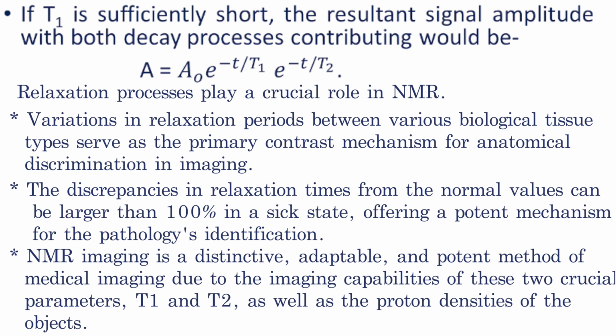The discrepancies in relaxation times from the normal values can be larger than 100% in a sick state, offering a potent mechanism for the pathology's identification. NMR imaging is a distinctive, adaptable and potent method of medical imaging due to the imaging capabilities of these two crucial parameters, T1 and T2, as well as the proton densities of the objects.